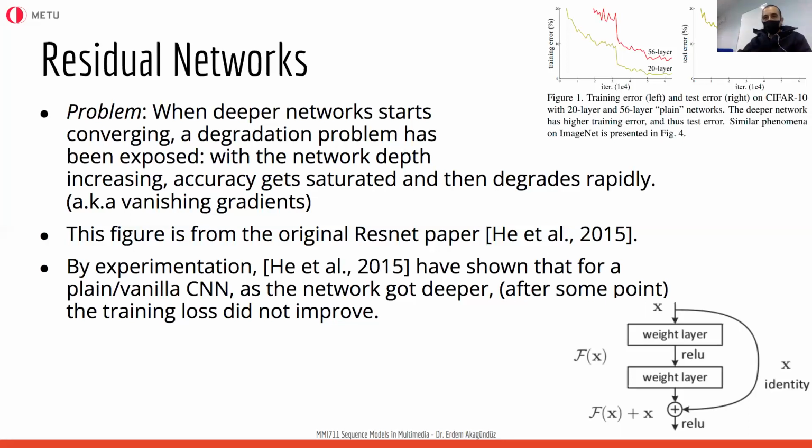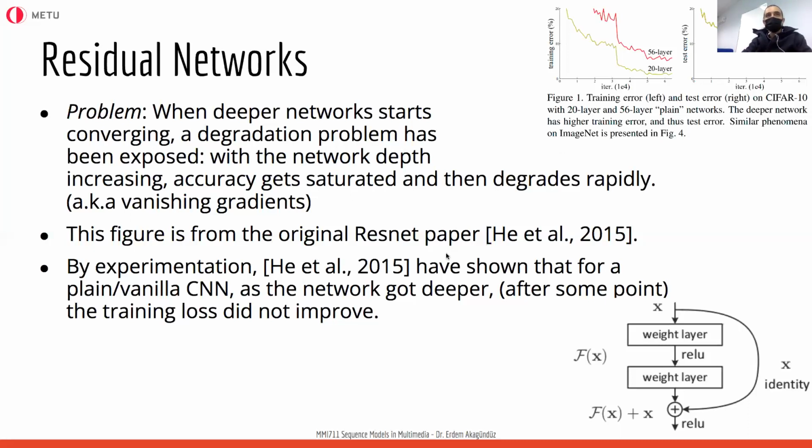So, summary. I think this was something you already know, but I'm trying to remind you of the concepts. The problem was, when deeper networks start converging, a degradation problem is exposed. With the network depth increasing, accuracy gets saturated and degrades rapidly. That was the problem proposed in this paper. And this problem is actually the vanishing gradients problem itself.